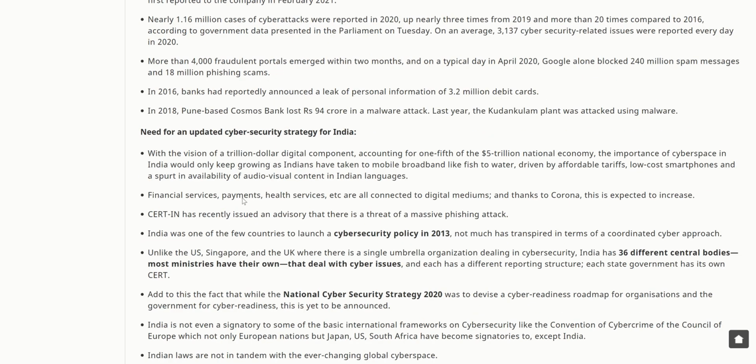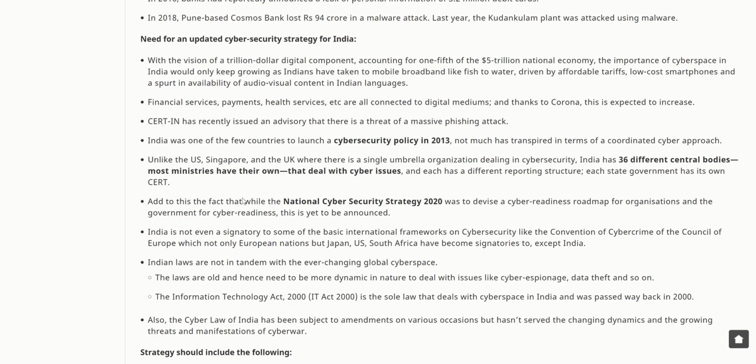What is the need for an updated cybersecurity strategy for India? With the vision of a $1 trillion digital component, accounting for one-fifth of the $5 trillion national economy, the importance of cyberspace in India would only keep growing, as Indians have taken to mobile broadband like fish to water, driven by affordable tariffs, low-cost smartphones, and a spurt in availability of audio-visual content in Indian languages. Financial services, payment, health services, etc., are all connected to digital mediums, and thanks to Corona, this is expected to increase. CERT-In has recently issued an advisory that there is a threat of a massive phishing attack.